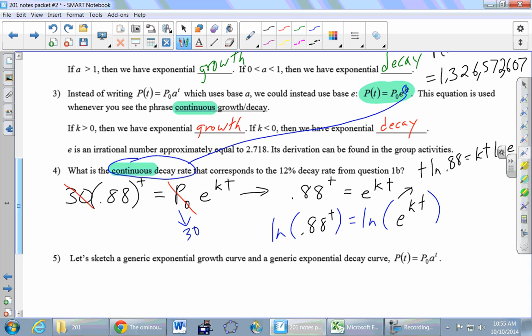And then there's going to be a lot of action happening in a short period of time right here. What cancels on both sides? T's cancel. Just divide both sides by t, which is good because t wasn't what we were after. We wanted k. And then ln of e is 1. Again, we'll see this soon enough, but you might remember that ln of e is just 1. So that means that k is ln of 0.88, which you can type on the calculator and get a decimal.